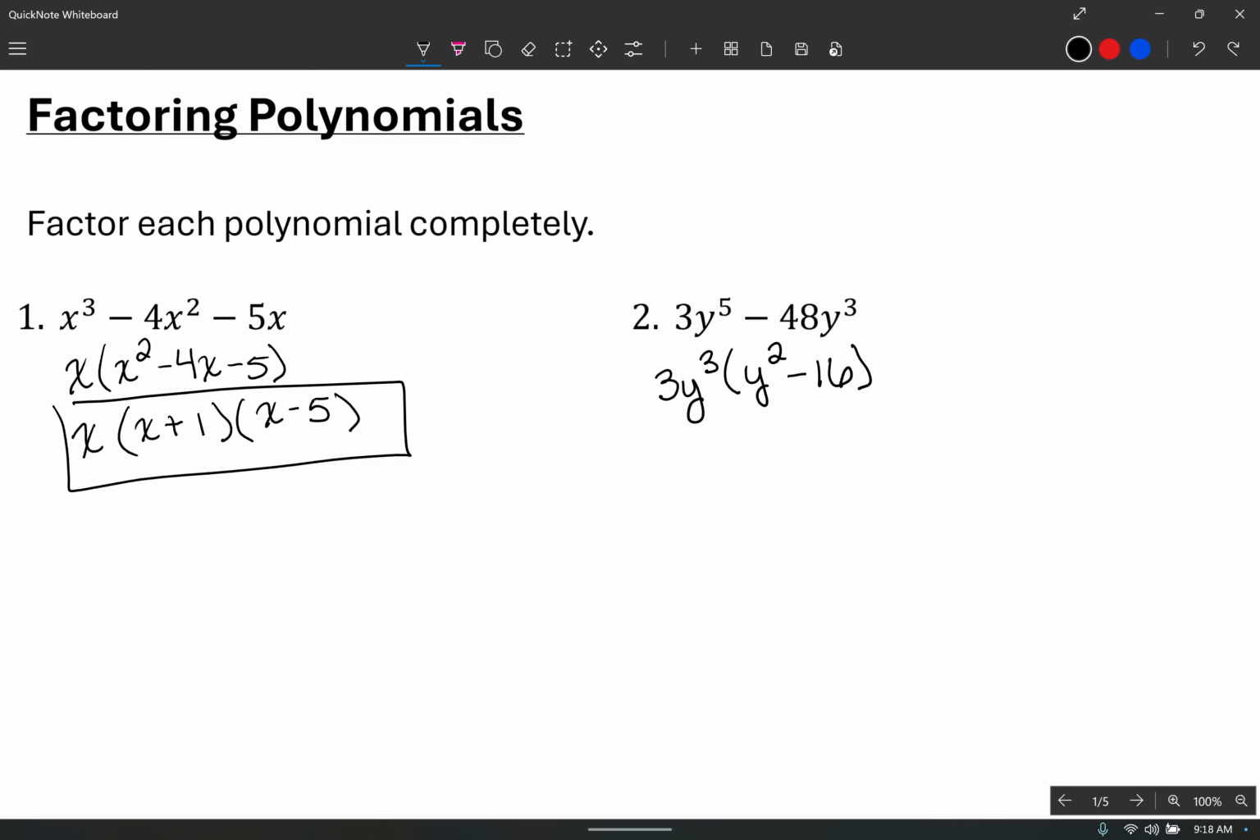Now when you have two terms, you're going to look to see if you have two perfect squares with a minus sign. We are going to talk about two perfect cubes today, but for right now, two perfect squares with a minus sign, I do have that, so that will factor into two binomials with a positive and a negative. The square root of y squared is y, that goes in the front, and the square root of 16 is 4, that goes in the back.